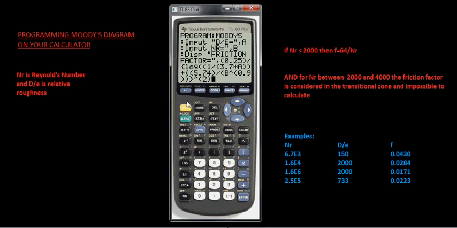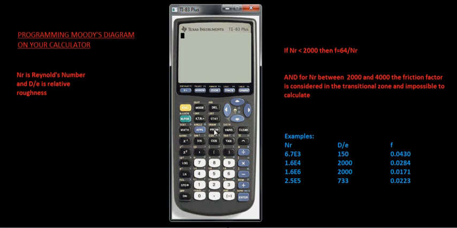So we're going to go back to second quit, program, and we're going to try to run it using execute. So you put your program in, execute 1, press enter. That's Moody's. You press enter again. It's going to give you your D over E. Let's try these ones here. D over E as 150. Enter.